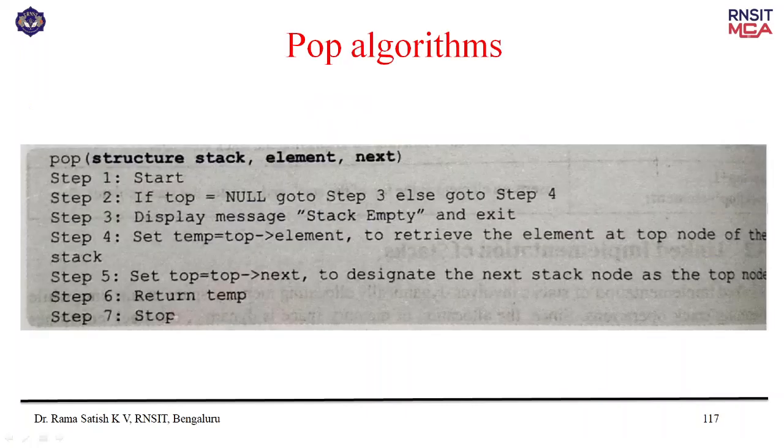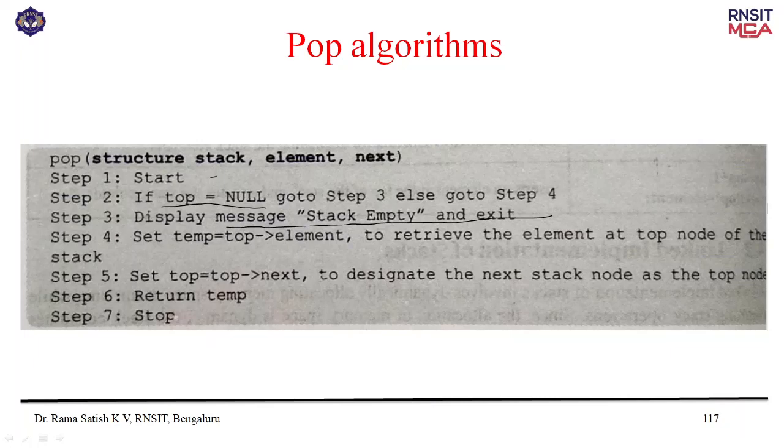So the same thing is written as an algorithm. You see, start, if top is equal to null, then go to step 3. Step 3, you are just displaying the message, stack is empty, and exit. If it is empty, there is an underflow condition, you cannot do anything. So you can just exit.